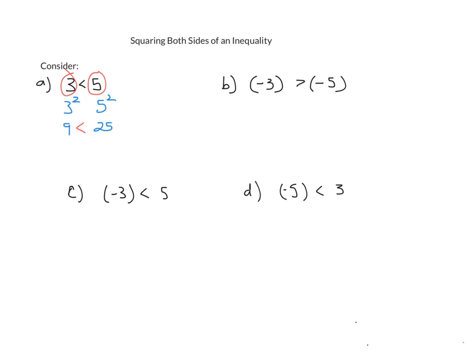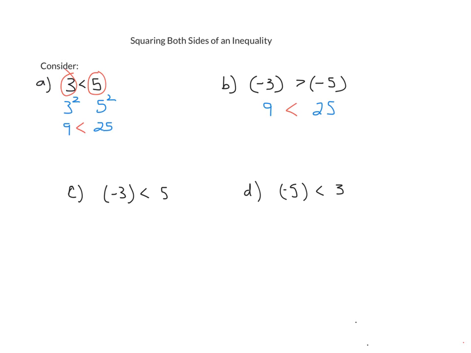Now let's take a look at the negatives in part B. I have negative 3, which is greater than negative 5. If I were to square both sides, so negative 3 squared would be 9, and if I square negative 5 times negative 5 would be 25. Now in terms of which one is greater, the 25 is now greater than the 9. So in this case, it reversed our inequality.